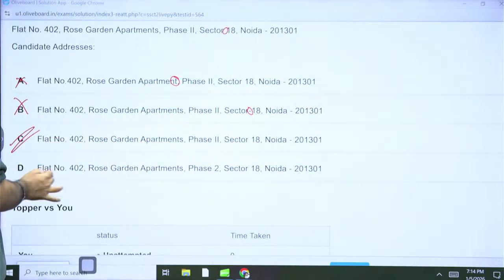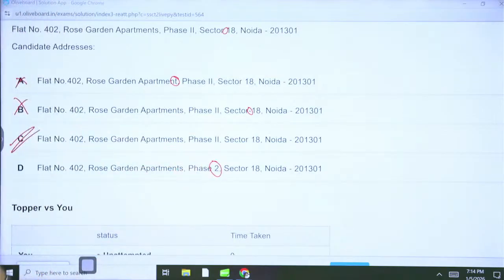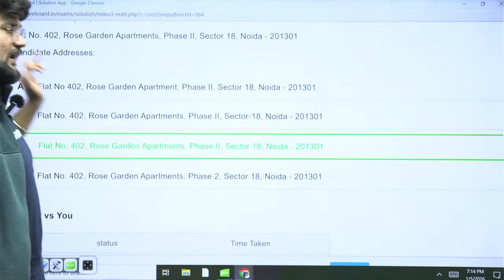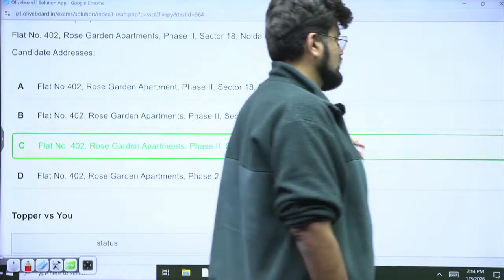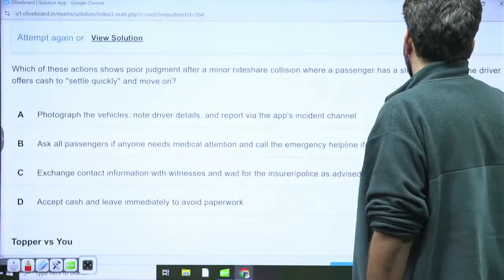Still, for the sake of it, let's check option D. Rose Garden Apartments Phase 2. The 2 is replaced here. It is not a Roman numeral now. So option C is the accurate answer. If at all I would not have had option C, then I would have gone ahead with option B. That's the only option I have in that case. 33 seconds. Very nice. Next, address matching.